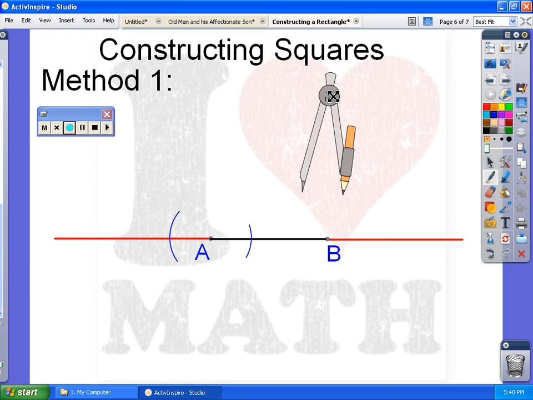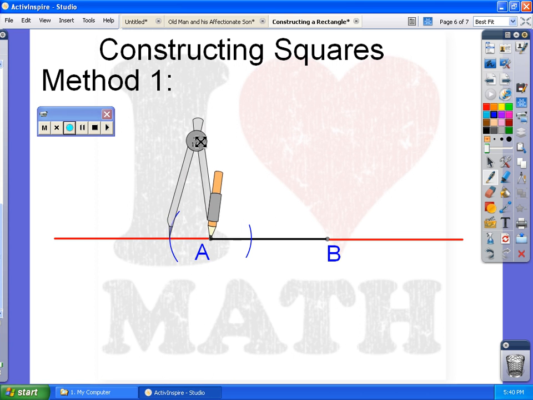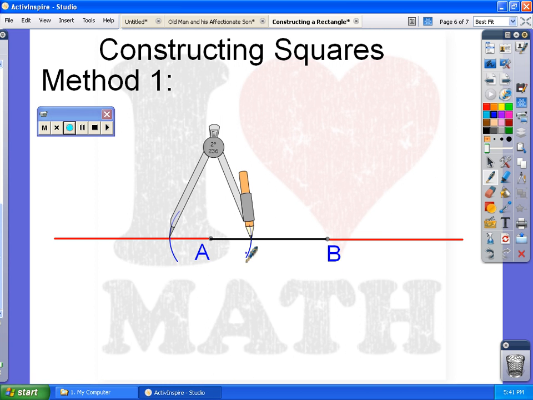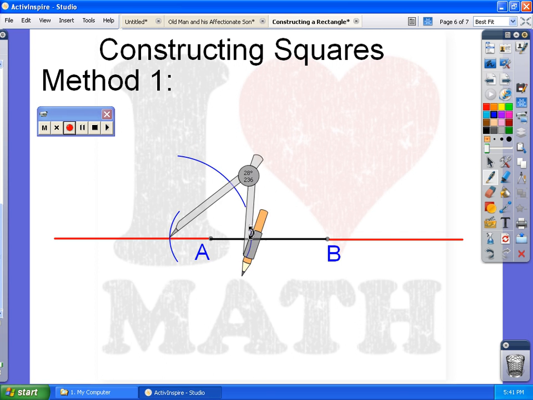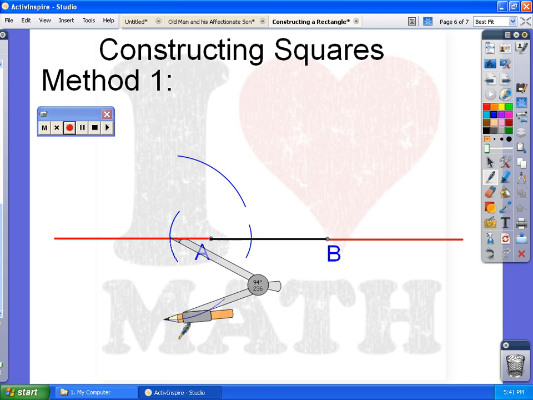Using this line segment, I can now extend my compass so it intersects both of the arcs. What I can now do is bisect this new line segment with A at the midpoint. In doing so, I'll create a perpendicular line that will extend upward from point A. Drawing my first arc and then my second arc.